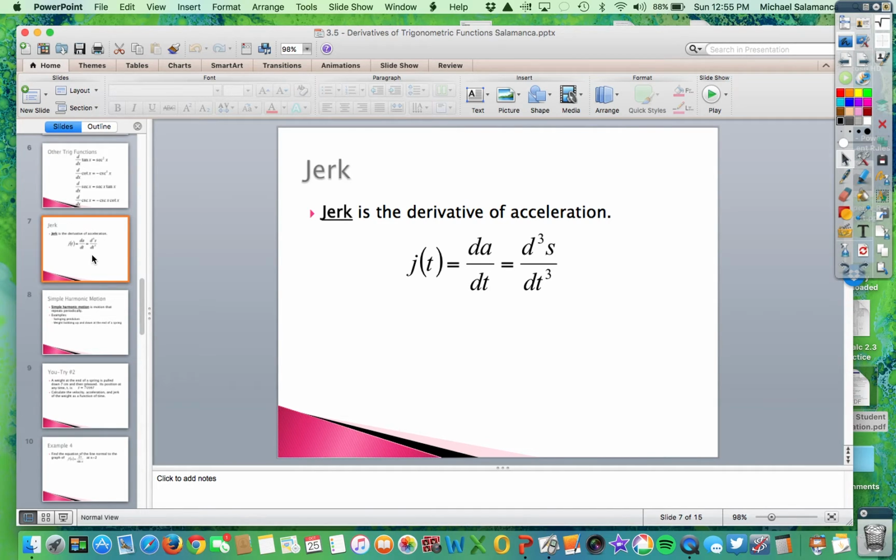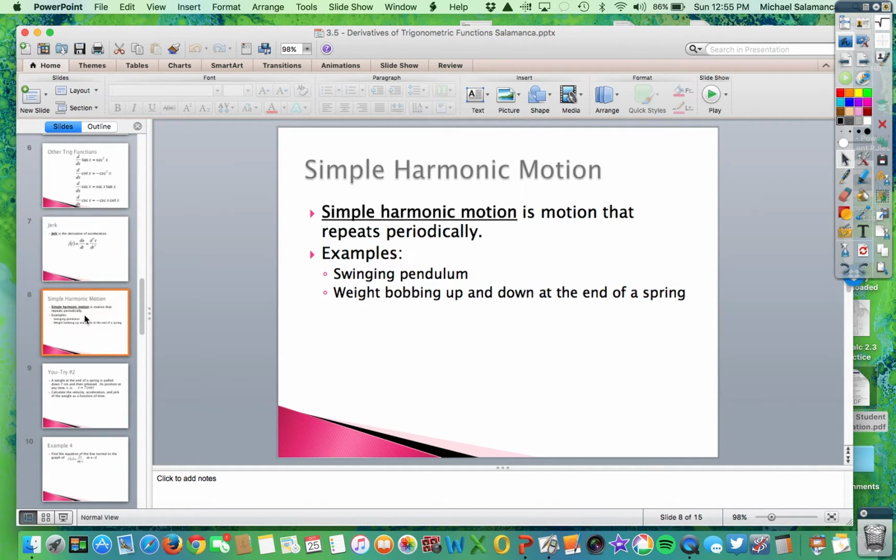So think of a knee-jerk reaction, that expression. Or think about when you accidentally slip and spill something. So these are all just knee-jerk reactions, or jerk is the official term. And again, that's the third derivative of displacement. The next one is simple harmonic motion. So simple harmonic motion is motion that repeats periodically.